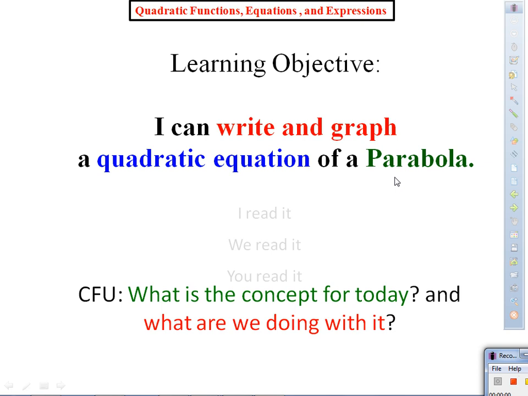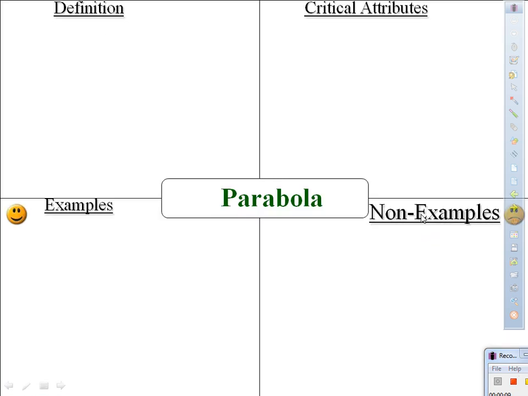Once again, our objective: I can write and graph a quadratic equation of a parabola. So we're still on parabolas. Basically, the points are equidistant from two things. What are the two things? The focus and directrix. That is correct.